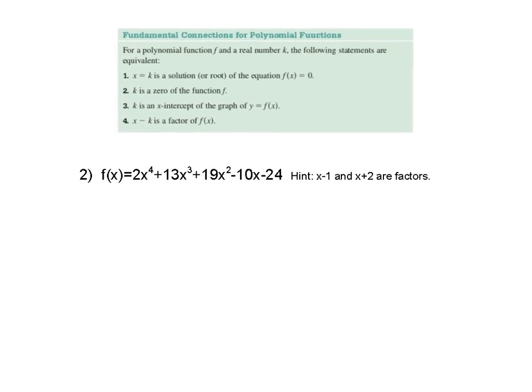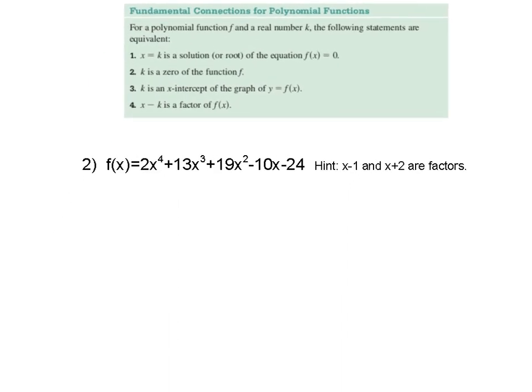All right, that problem that we were going with here. Here we have 2x to the fourth plus 13x cubed plus 19x squared minus 10x minus 24. And it's f of x equals, we're finding zeros of this function. Well, what do I know? It's giving me a hint. Actually, it's giving me two hints. We know that x minus 1 is one of the factors. We also know that x plus 2 is a factor. I want to figure out what my other factors are, what's left.